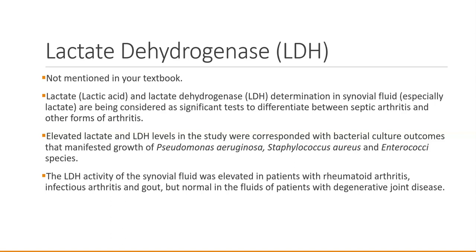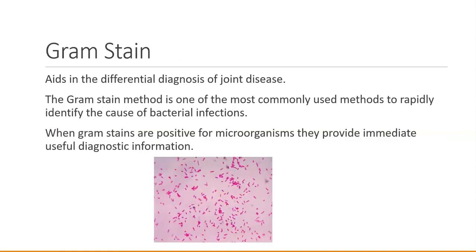The LDH activity of the synovial fluid was elevated in patients with rheumatoid arthritis, infectious arthritis, and gout, but normal in the fluids of patients with degenerative disease. A gram stain aids in the differential diagnosis of joint disease. The gram stain method is one of the most commonly used methods to rapidly identify the cause of bacterial infections. When the gram stains are positive for microorganisms, they provide immediate useful diagnostic information.